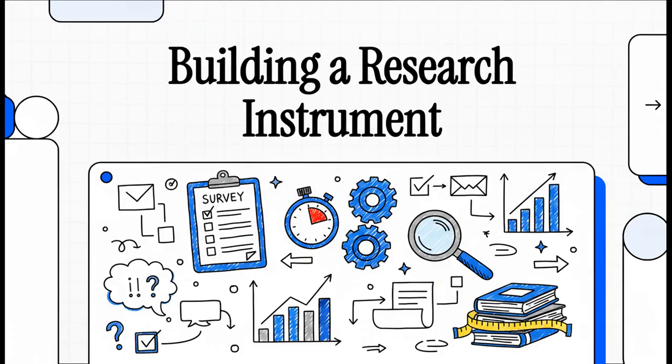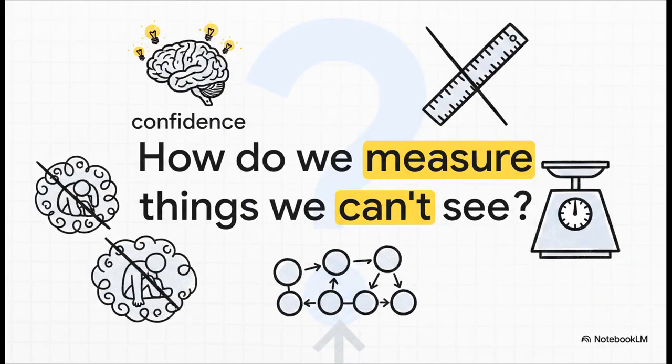Okay, let's do this. So, everything really starts with this one kind of huge question. How in the world do you measure something you can't even see? Like confidence. You can't just take a ruler to it. Or what about burnout? There's no scale you can put that on. This right here is the central puzzle that a really well-designed research instrument is meant to solve.